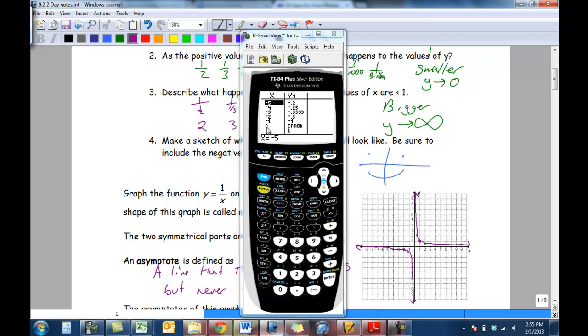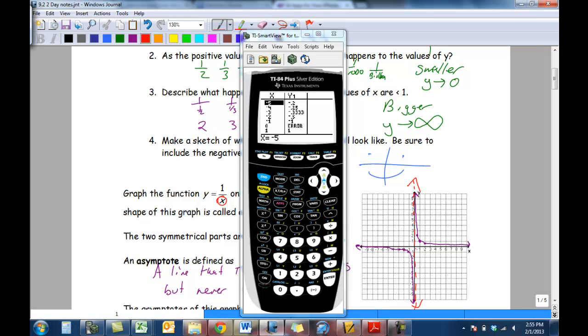Now look at this. At 0, it says there's an error. Why is there an error when x is 0? Well, it goes back to here. 1 divided by, you can't put 0 in the denominator. So what that means is that x is not allowed to be 0. There is a vertical asymptote here. X cannot be 0. That's why this graph approaches the y-axis but never crosses it, because x is not allowed to be 0.